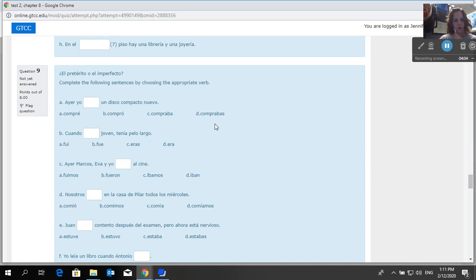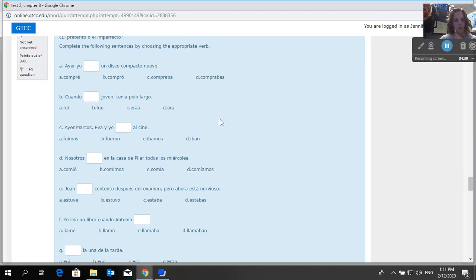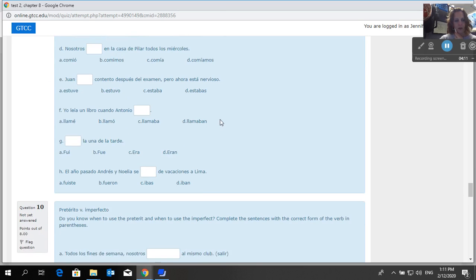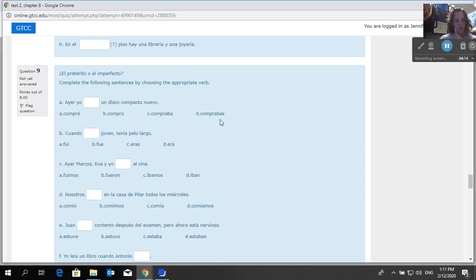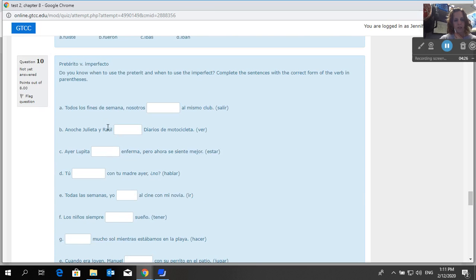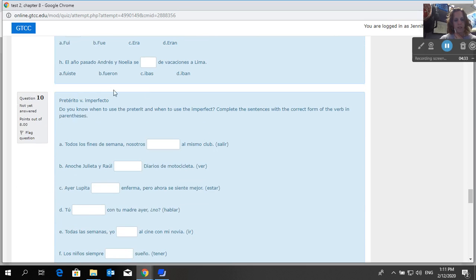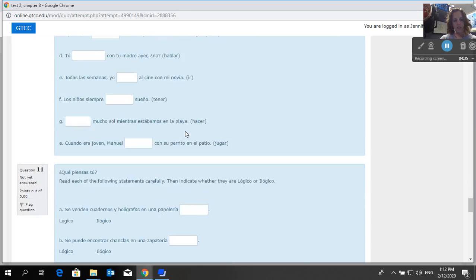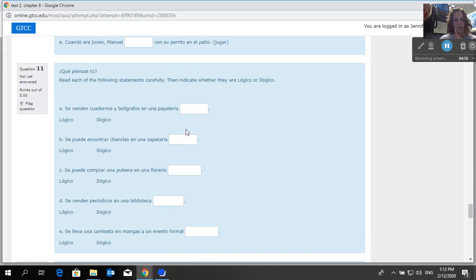And then here, pretérito o el imperfecto, complete the following sentences by choosing the appropriate verb. So you'll read through, and I think for this one, you'll put either A, B, C, or D. So just read and decide which form of the verb to plug into the blank. And here it says pretérito versus el imperfecto. Do you know when to use the preterite and the imperfect? So you'll read through the sentence, take the verb that's in parentheses, and either conjugate it into the preterite or the imperfect.